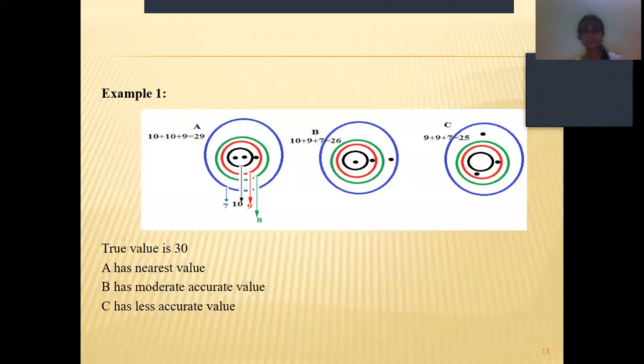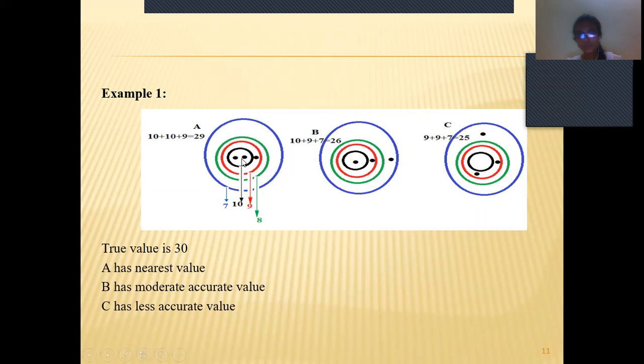For example, let's think there are three different persons, person A, person B, and person C. They are shooting arrows. Let's think each has a separate board. They are shooting arrow marks, and if you see the board, there are different marks.